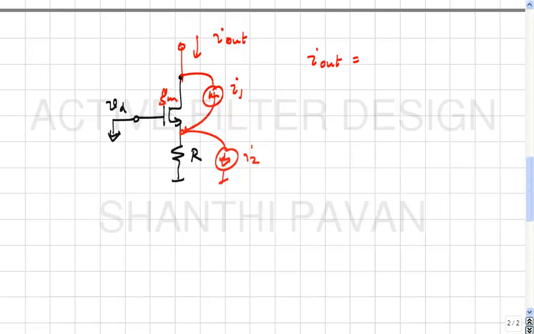What is the transfer function from I2 to I out? The transfer function from I2 to I out will be GMR by 1 plus GMR. Why? It will see two impedances, one is R and the other one is 1 over GM, and it will split in the ratio GMR by 1 plus GMR times I2, okay. Plus GMR by 1 plus GMR into I1.